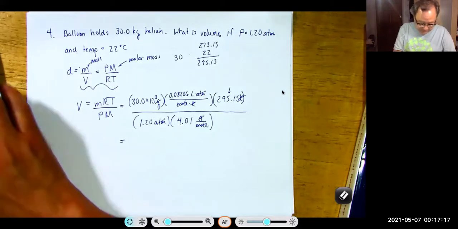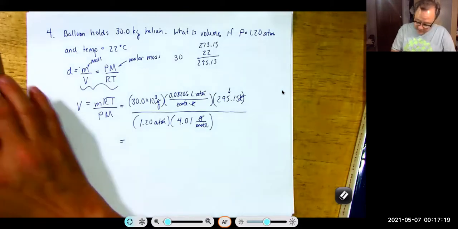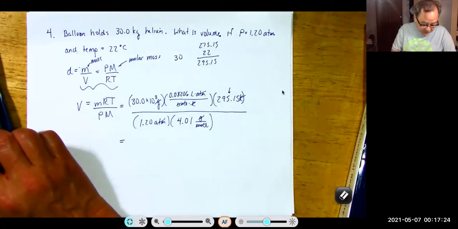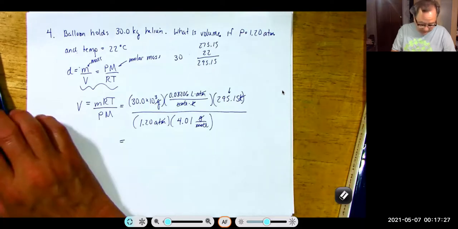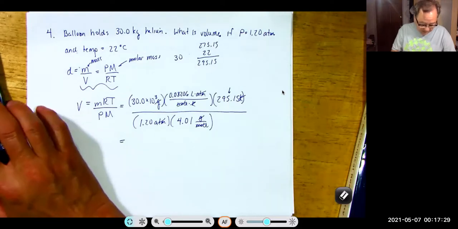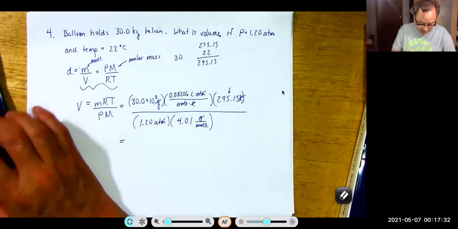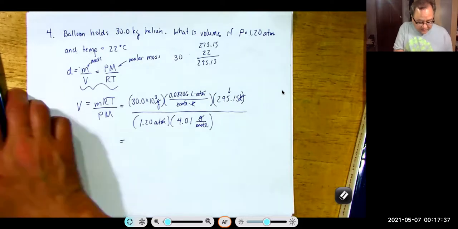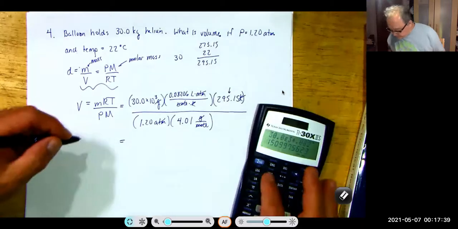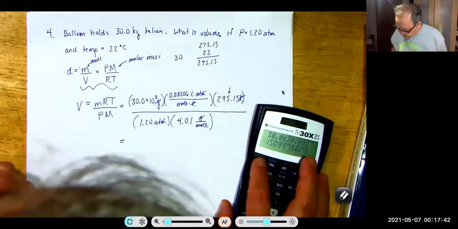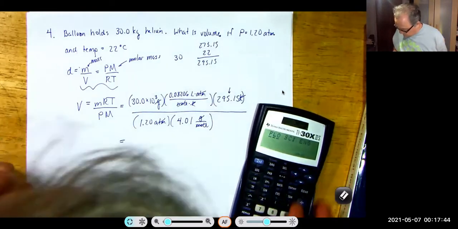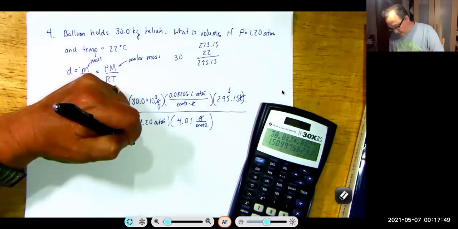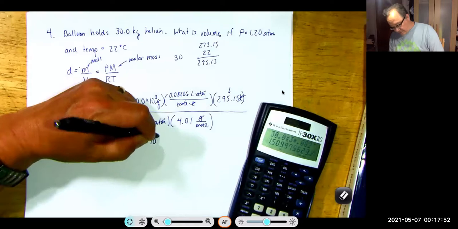30.0 EE3 times 0.08206 times 295.15 divided by 1.2 and divided by 4.01. And I get, oh geez, a big number like I expected. I'm changing my calculator to scientific notation, so I get 1.51 times 10 to the 5th liters.